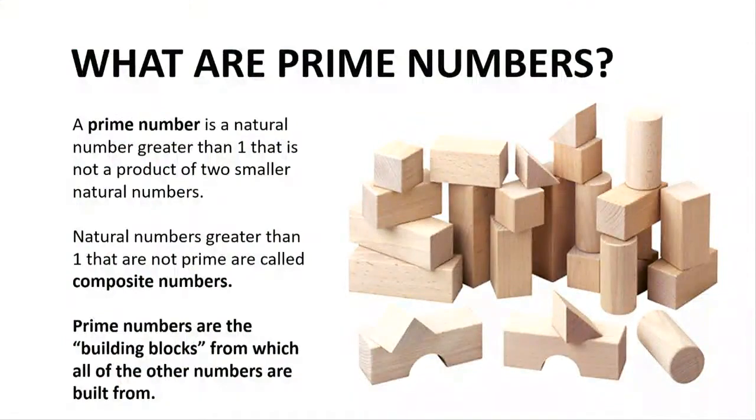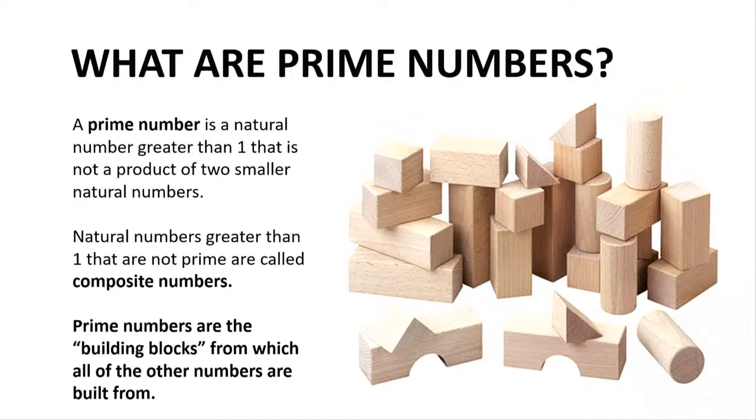What are prime numbers? A prime number is a natural number greater than one that is not the product of two smaller natural numbers. So think about numbers that can be divided by other things, like, you know, four can be divided by two, right? So these natural numbers that are not prime are called composite numbers. They're made up of other numbers. Three and three make six, you know, three and two make five.